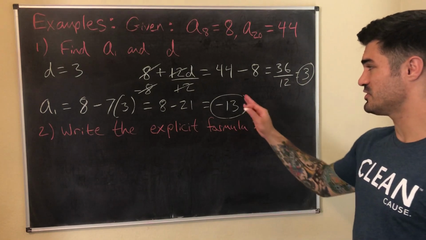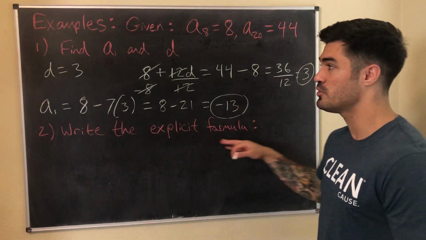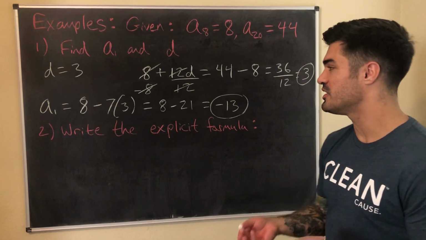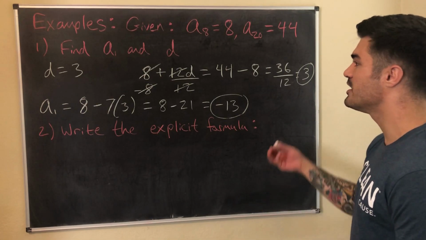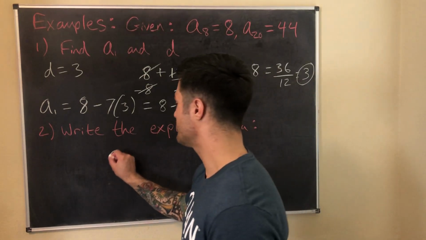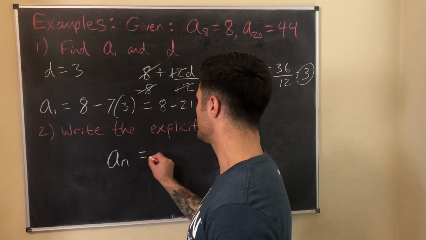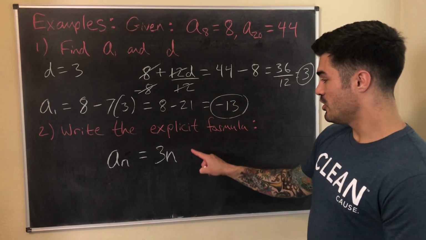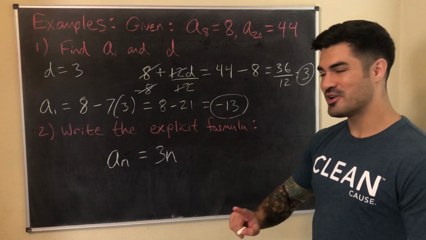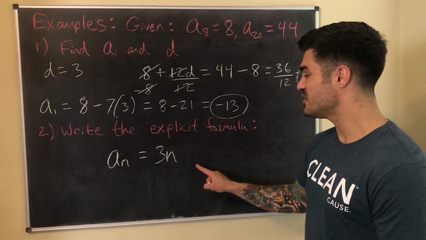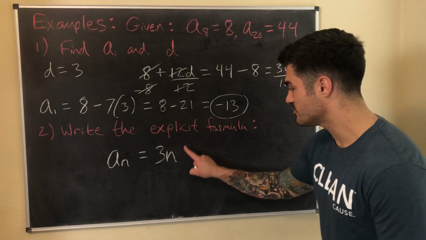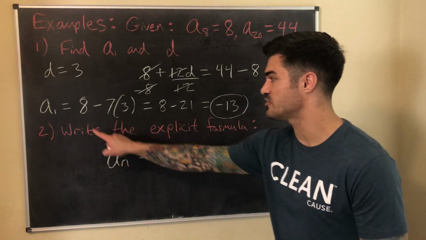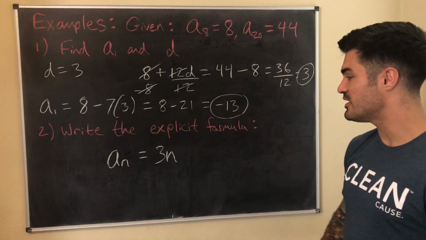Now we have our common difference, we have our first term, so writing the explicit formula is really the same as we've done in previous examples, right? We know that since our common difference is 3, we're going to have a_n equals 3n. And now we just need to think about what do we need to add or subtract out here to make sure that our first term is in fact negative 13.